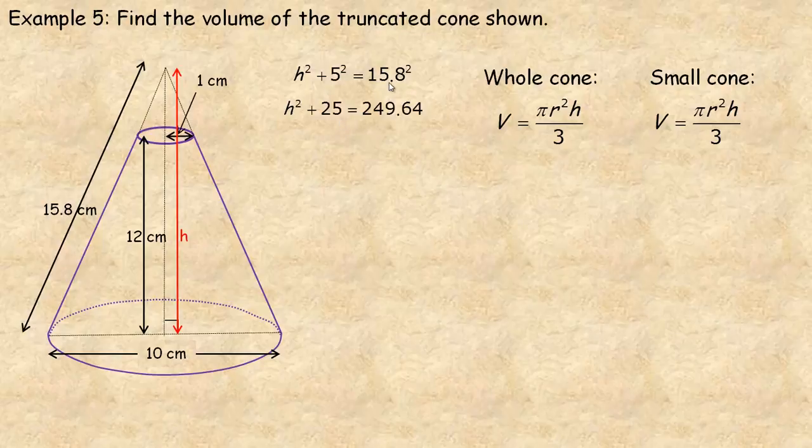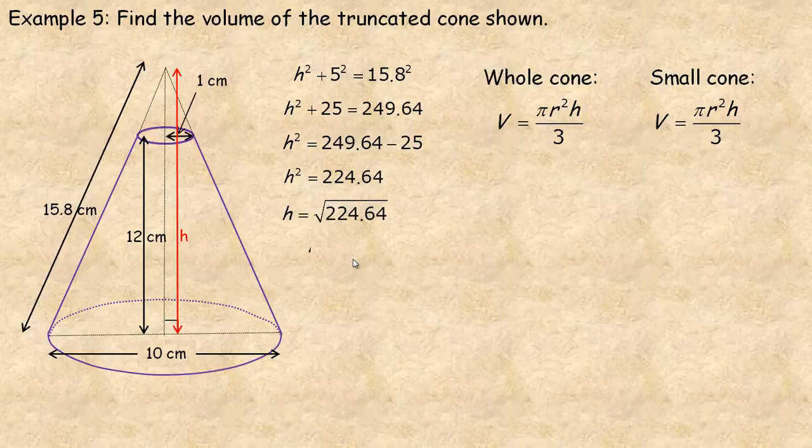So if we square 5, we get 25. We square 15.8, we get 249.64. And then I would bring the 25 over and subtract it from the 249.64 and get 224.64. And then we take the square root. So the height of the cone works out to almost exactly, so I'm rounding it to 15 centimeters. So this is 15 centimeters high. So before the cone was truncated or had the top cut off, it was 15 centimeters high.